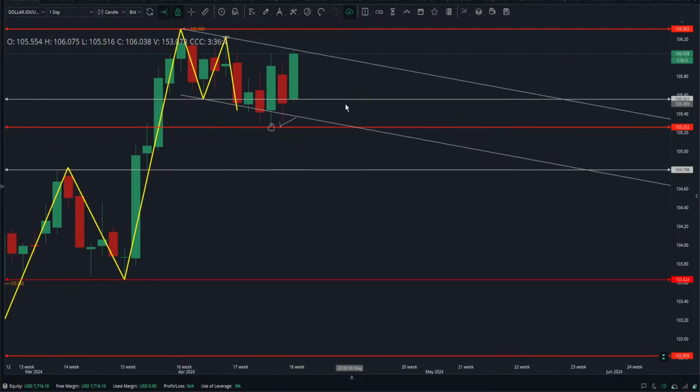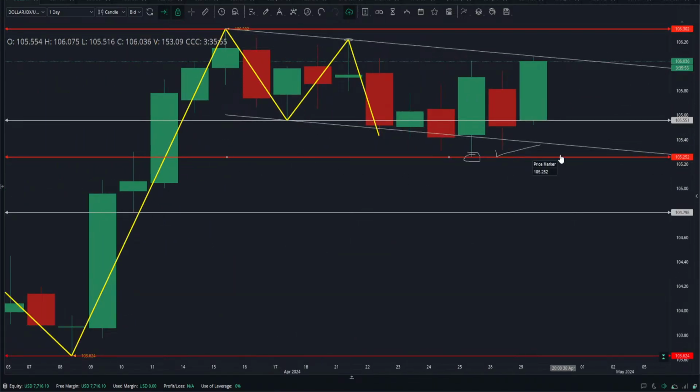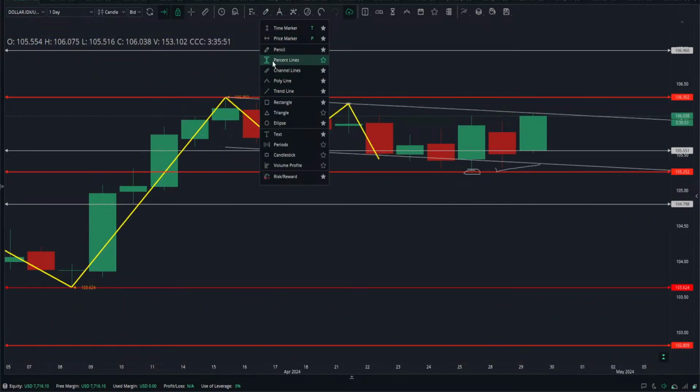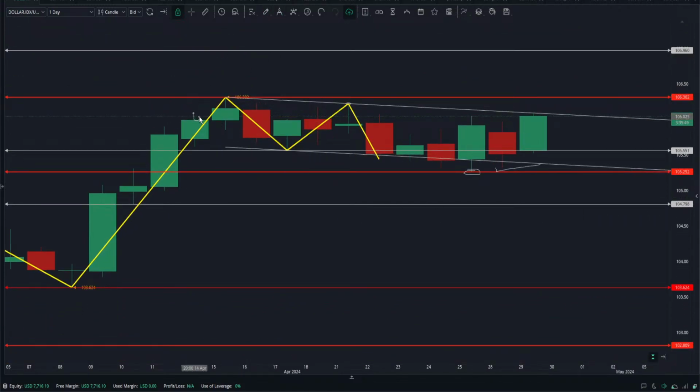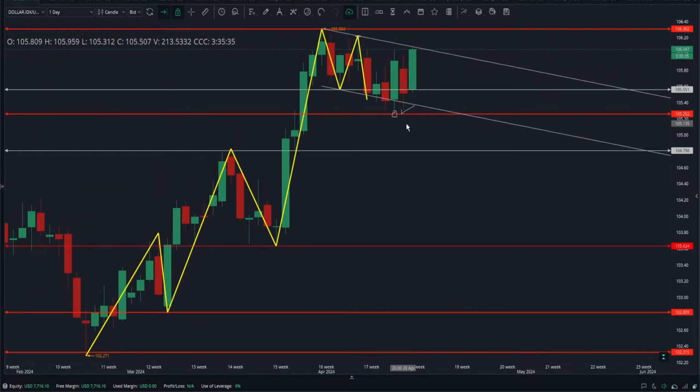And the higher level is 106.30. Now this is also a swing high based on the fact that it has a higher low to the left, and a lower high to the left and a lower high to the right. So this becomes your swing high. All right, so these are the two important levels for us to see.